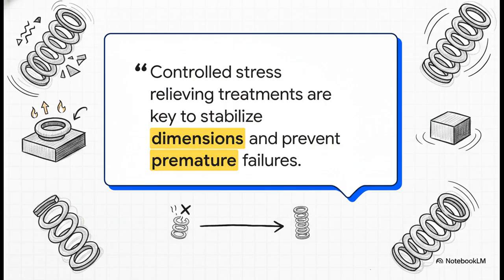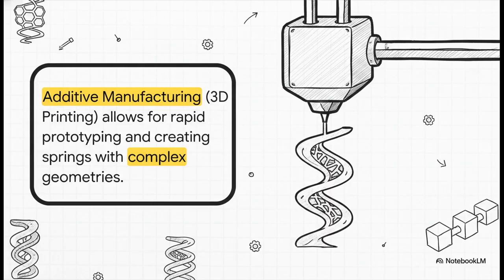its lifetime. And if you think that's cool, the future of production is even wilder. We're talking about additive manufacturing. You probably know it as 3D printing. This is just blowing the doors wide open. We can now create springs with these incredibly complex, almost organic-looking shapes that were just impossible to make before. It means we can create prototypes super fast and customize designs like never before.